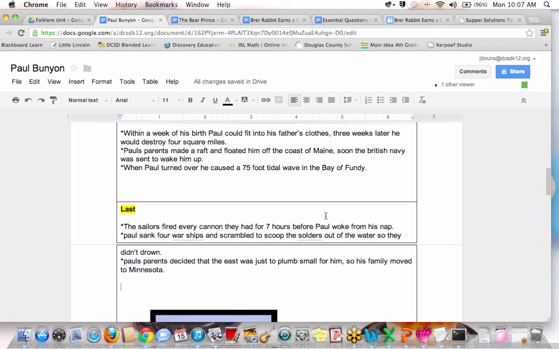The sailors fired every cannon they had for 7 hours before Paul woke from his nap. Paul sank 4 warships and scrambled to scoop the soldiers out of the water so they didn't drown. Paul's parents decided that the East was just too plumb small for him, so his family moved to Minnesota.